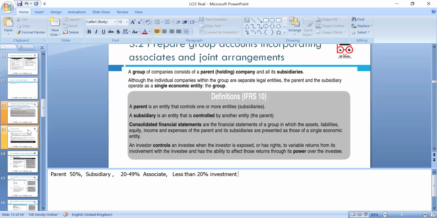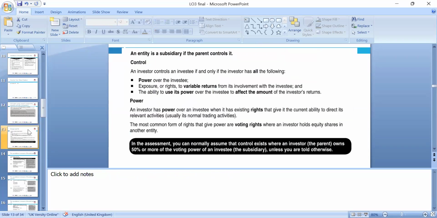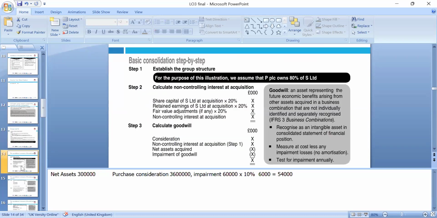In terms of control, an investor has power over the investee, exposure or rights to variable returns, and the board of management control and voting rights are significant. We need to keep these in mind. When we prepare the consolidated statement, we always need to look at the group structure first: what is the parent and the subsidiary?